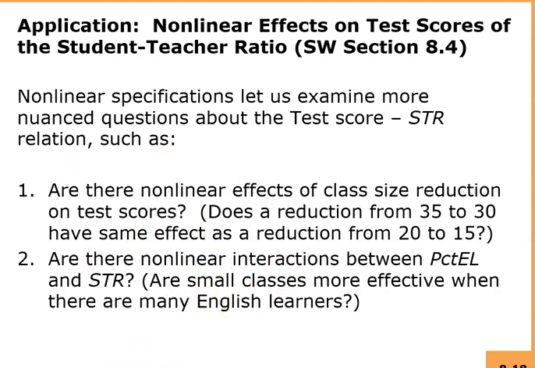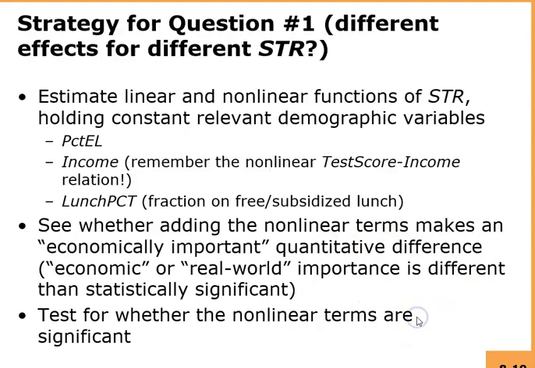So how do we approach both of these questions? The approach to answering them will be slightly different. Let's take a look at those. For the first question, you will have to estimate linear and nonlinear functions of STR. If you are trying to see whether the effect of changes in STR at different levels of STR is different, then you have to introduce a quadratic term, a cubic term, for example, in order to see nonlinearities in the relationship between STR and test scores.